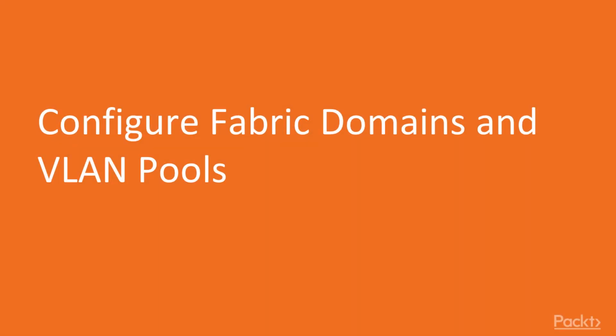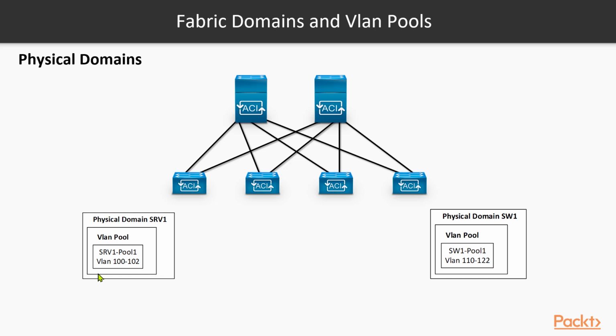Okay, everyone, let's continue on section 3, enabling connectivity in ACI. Let's continue on fabric domains and VLAN pools, part 2. Let's continue configuring those domains. Let's start by configuring this physical domain SRV1.